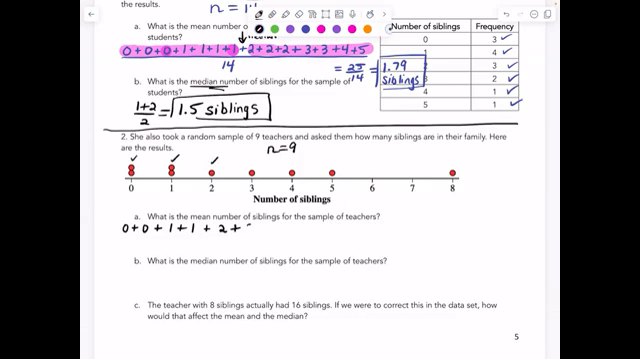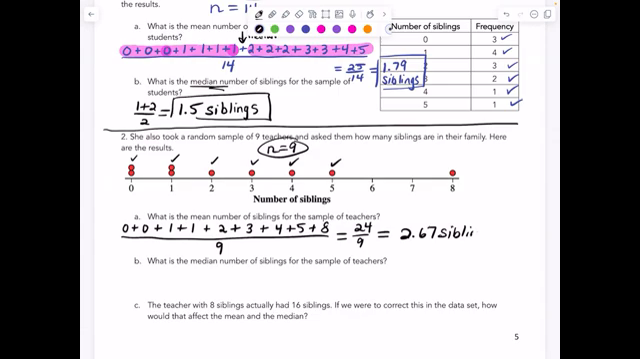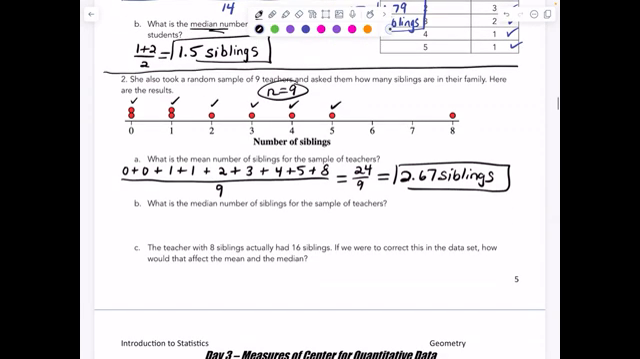I have 1 teacher that has 3, 1 teacher that has 4, 1 teacher that has 5, and then 1 teacher that has 8. Remember that the number of teachers surveyed was 9. So this is going to give me a total of 24 divided by 9, which is approximately 2.67 siblings. So teachers have approximately 2.67 siblings in this study.